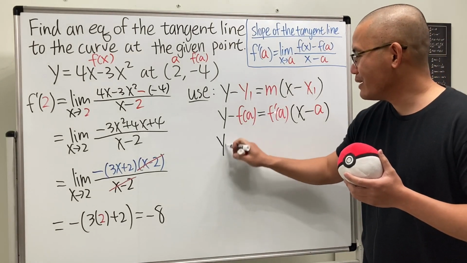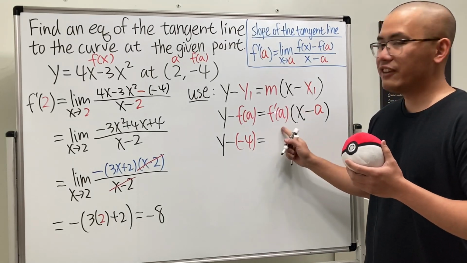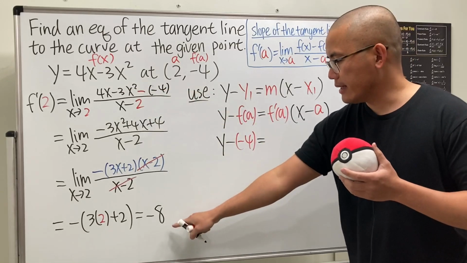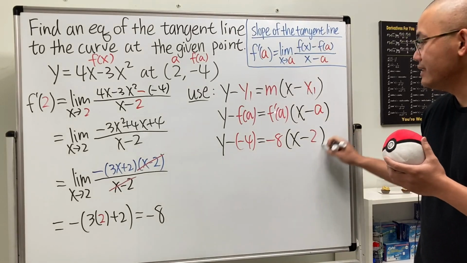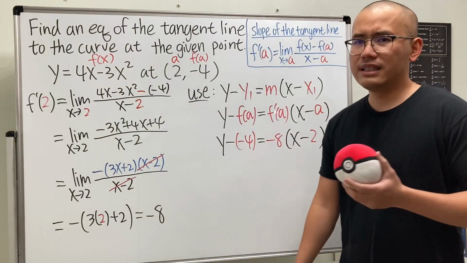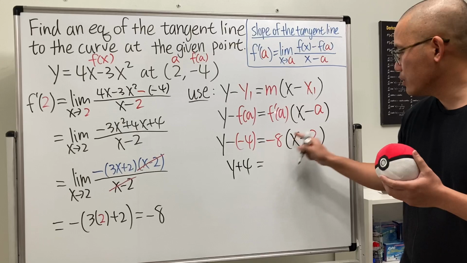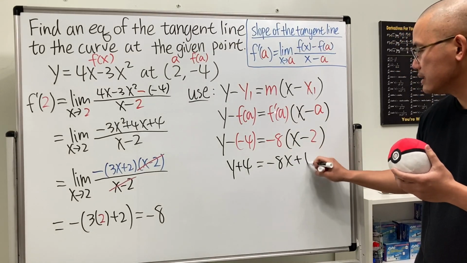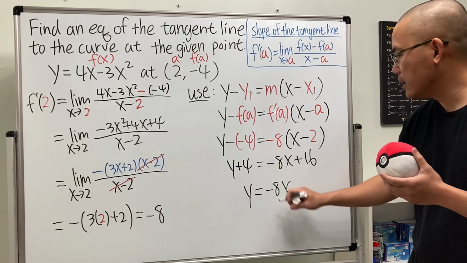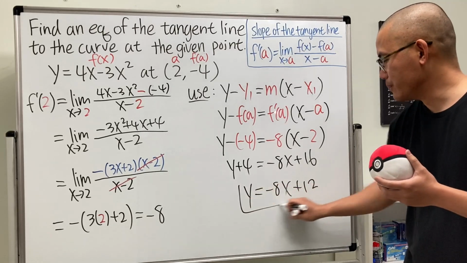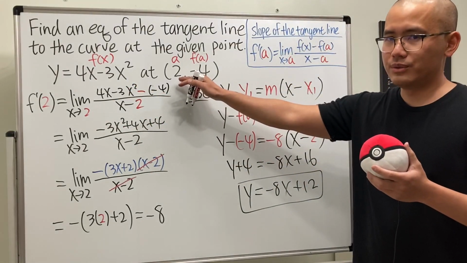So let's go ahead and do it. y minus f of a, which is negative 4, and then that's equal to f prime of a, which is f prime of 2, and that's negative 8, times x minus a, which is 2. So this is what we have. And now let's just work it out, get the y by itself, the good old business. So here we have y plus 4, and this is equal to negative 8x plus 16. And then minus 4 on both sides, we get y equals negative 8x plus 12. So, ladies and gentlemen, this right here would be the tangent line to this curve at a equals 2, or x equal to 2, same thing.